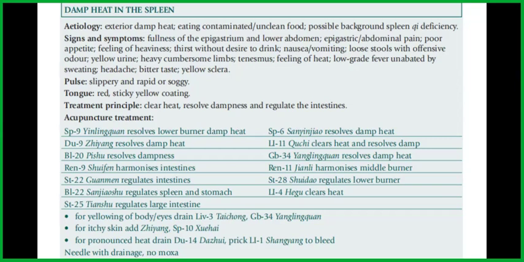GB34 resolves damp heat. Ren 11 harmonizes middle burner. Stomach 28 regulates lower burner. LI4 clears the heat. For yellowing of body or eyes, drain Liver 3 and Gallbladder 34. For itchy skin, add Spleen 10. And for pronounced heat, drain DU14 and prick LI11 to bleed. Needle with drainage and no moxa.